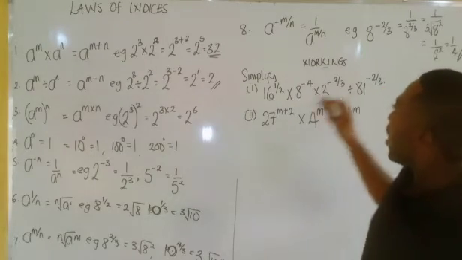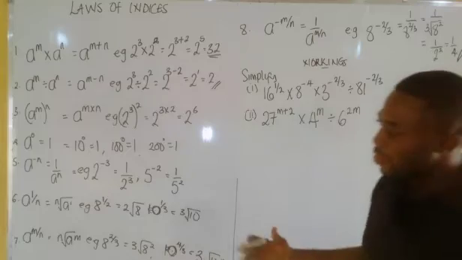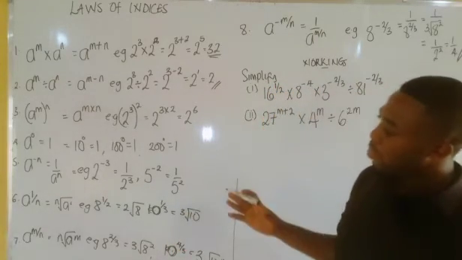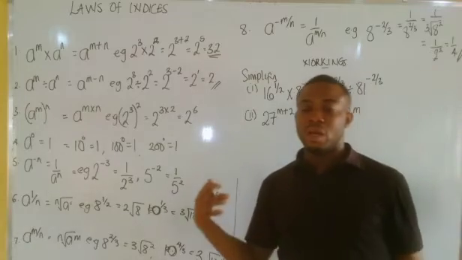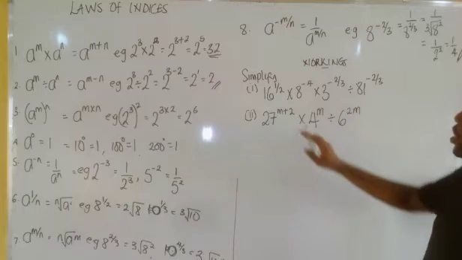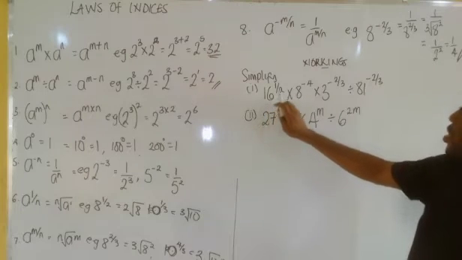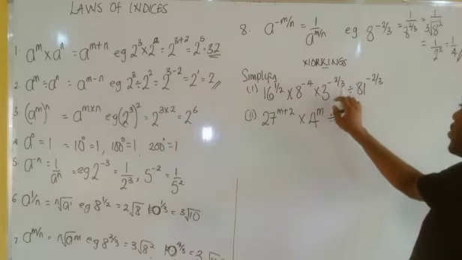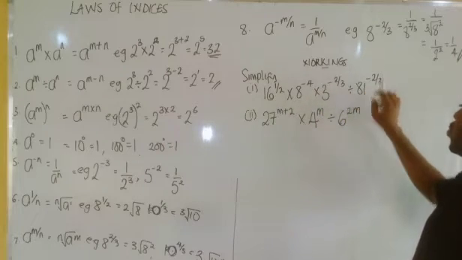Okay, so those are basically some of the laws. We have many other laws for advanced level, but these are basically some of the laws that can be used in solving some questions. Now let's see a typical example, typical questions. Like say we should simplify 16 raised to power 1 over 2 times 8 raised to power minus 4 times 3 raised to power minus 2 over 3 divided by 81 raised to power 2 over 3.